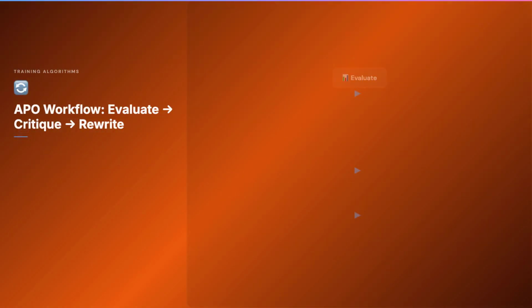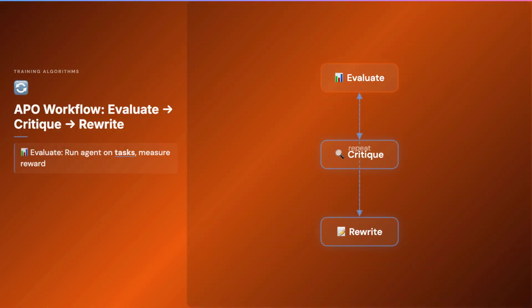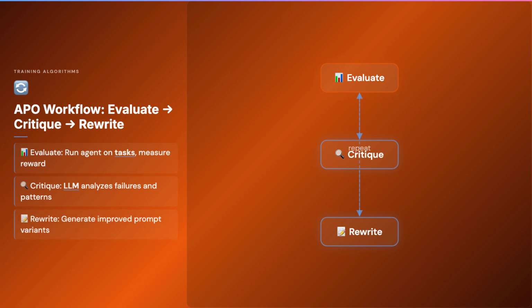The APO workflow has 3 steps. First, evaluate the current prompt by running the agent on tasks and measuring reward. Second, the critique step uses an LLM to analyze failure cases and identify patterns in what went wrong. Third, the rewrite step generates improved prompt variants based on the critique. This cycle repeats for each beam search iteration, progressively discovering better prompts.